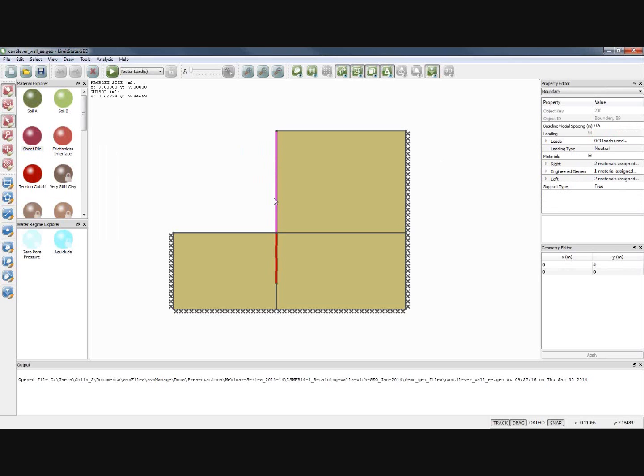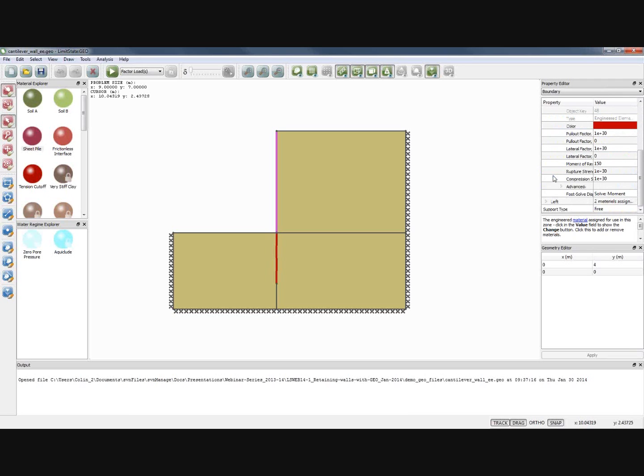And if I click on this wall here, we can see the material properties, and what we have is what's called right, engineered element, and left. So the right and left are the properties on the interface on the right-hand side and the left-hand side of the one-dimensional engineered element, and the engineered element itself is representing a sheet pile wall in this case.